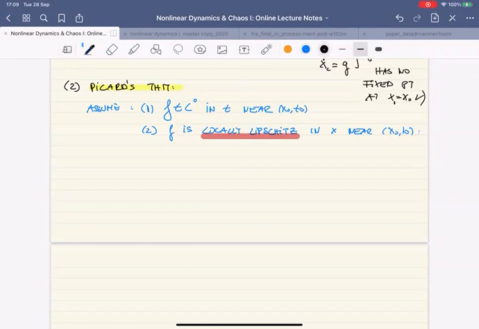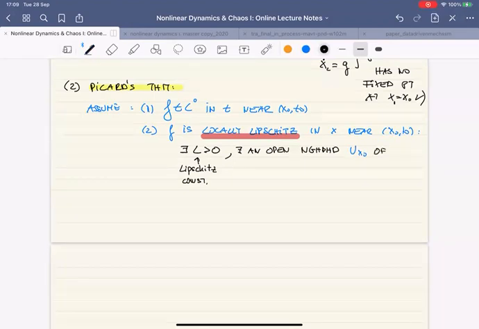So what that means is that there exists what we call a Lipschitz constant, positive. So this is called in this context the Lipschitz constant. And there exists an open neighborhood U of x naught such that if I take two x values from that neighborhood, so for all x tilde, x taken from this neighborhood. So I'm going to just take all possible pairs from this neighborhood.